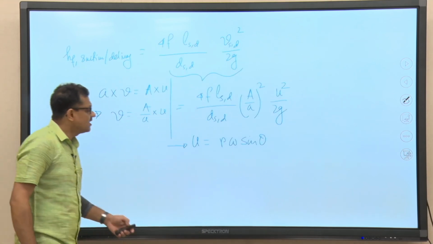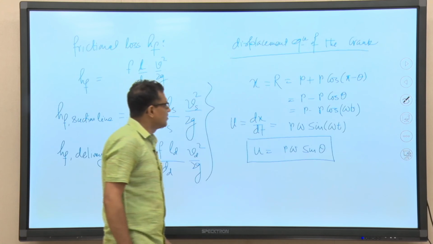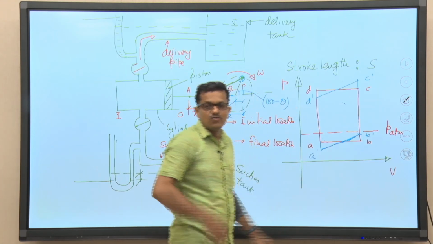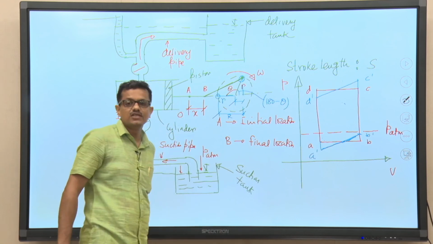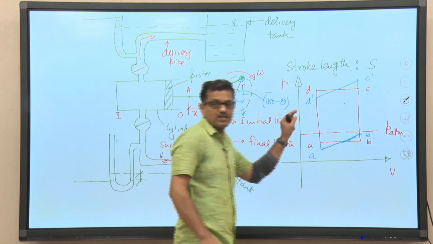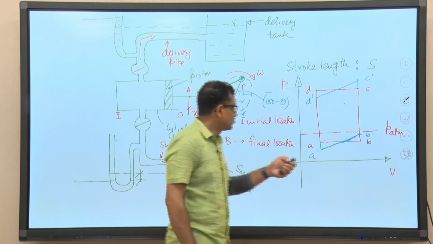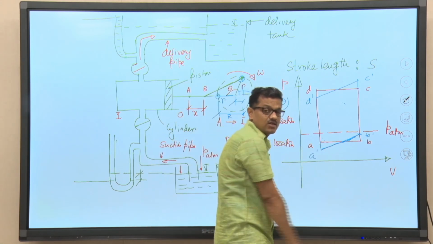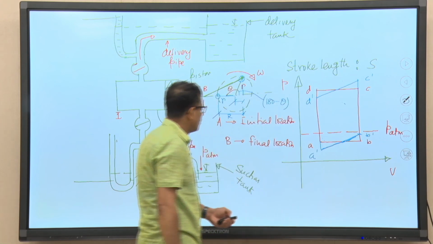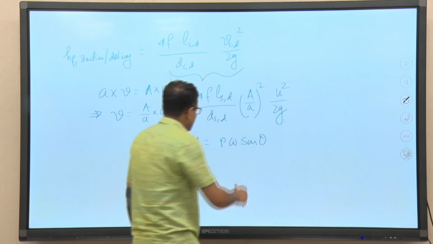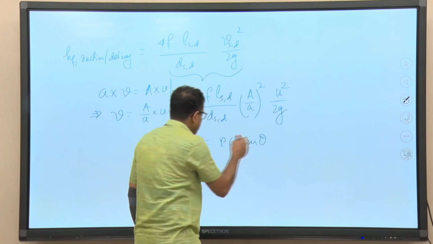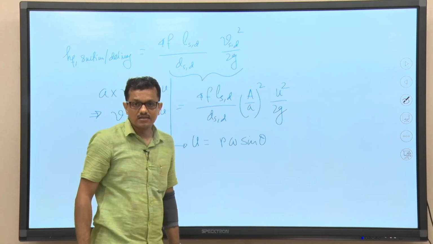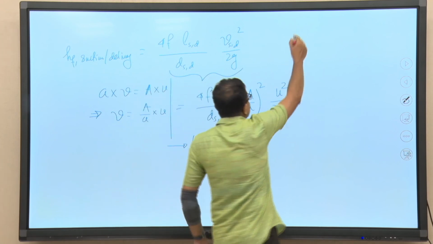Now, if we go back to the first slide, wherein we tried to modify the indicated diagram using these two effects, till now we have considered the inertia effect. You try to understand, at the beginning of the suction stroke theta equal to 0, then u equal to 0, so frictional loss is not there, is it. So, you can understand, right.